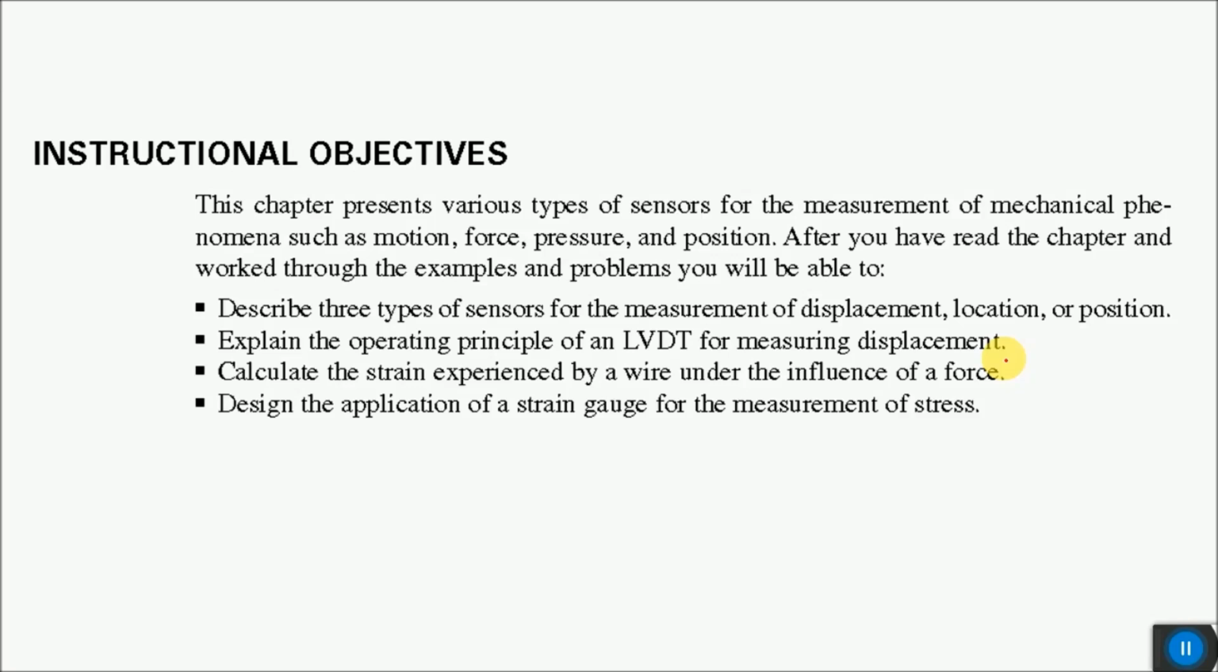After you have read the chapter and have worked through the examples and problems, you will be able to describe the three types of sensors for the measurement of displacement, location, or position, explain the operating principle of an LVDT, linear variable differential transformer, for the measurement of displacement, calculate the strain experienced by a wire under the influence of a force, and design the application of a strain gauge for the measurement of stress.